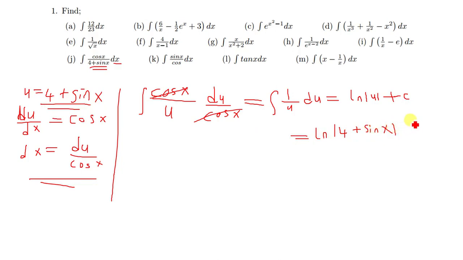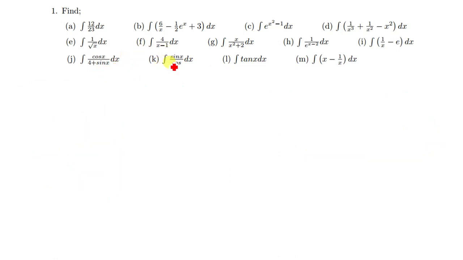Yeah, so this is the solution for this. We move on to k. So k here, as you can see, they even forgot to put x there in front of cos. So as you can see, k is also similar to j. When you differentiate the denominator there, it's easier for you to get something similar to the numerator.